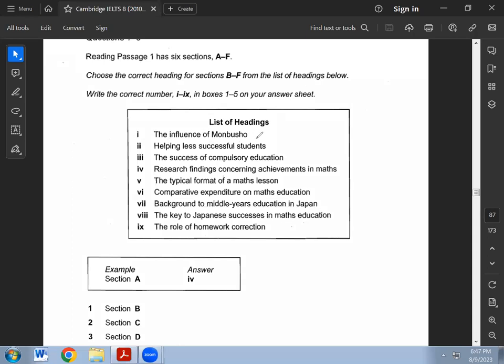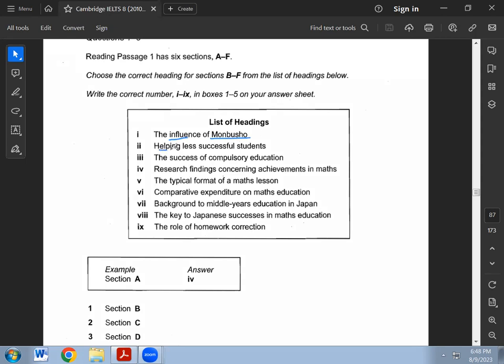Heading number 1, the influence of Mombosho. So I'm underlining my keyword, influence. That means effect. Mombosho is my second keyword. A proper noun can be easily found. Number 2 is helping less successful students.